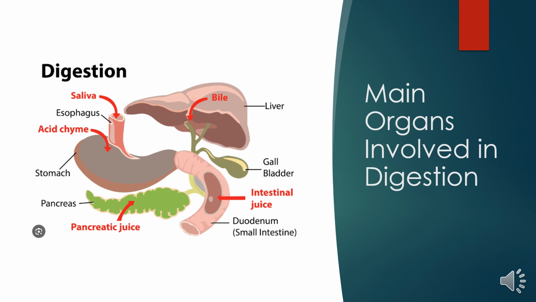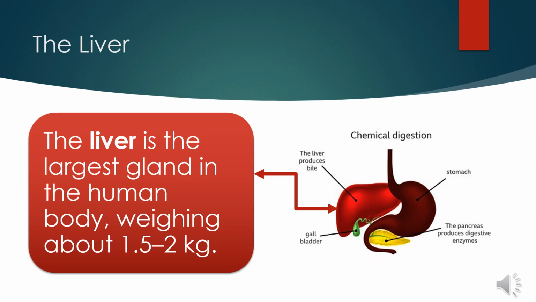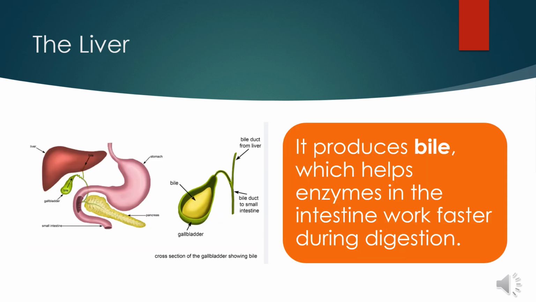Main organs involved in digestion. The liver is the largest gland in the human body, weighing about 1.5 to 2 kilograms. It produces bile, which helps enzymes in the intestine work faster during digestion.